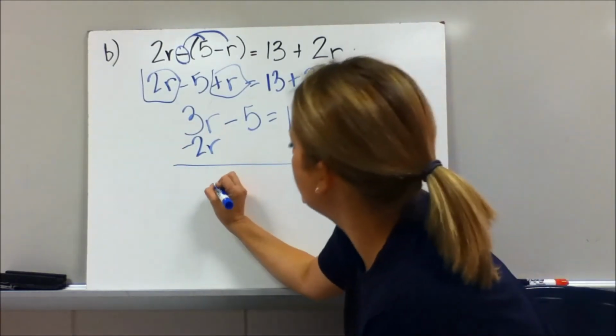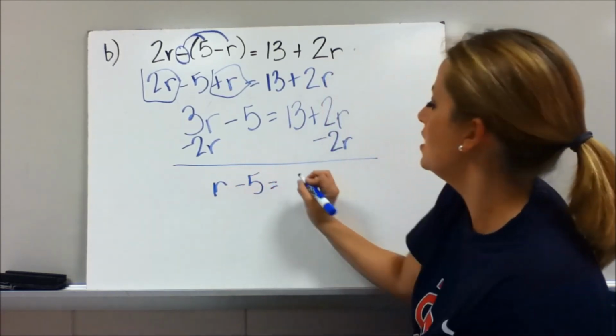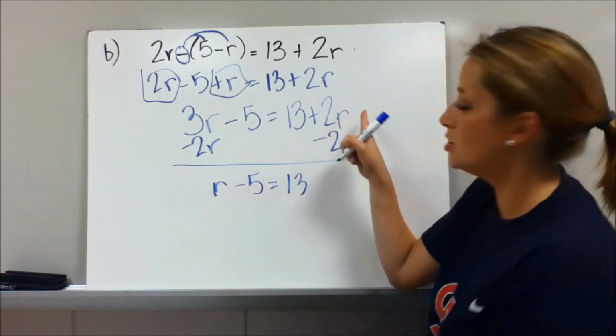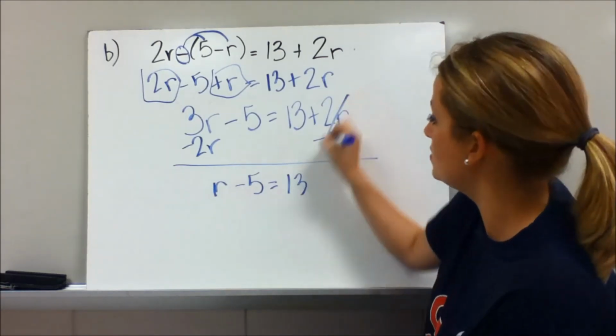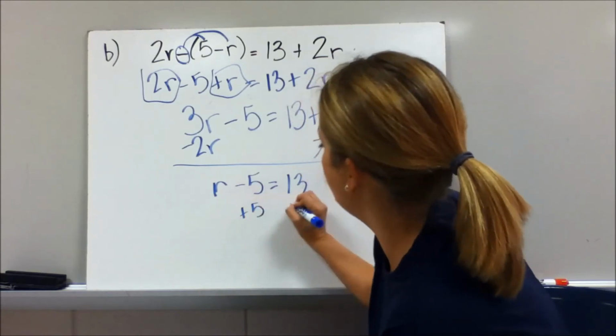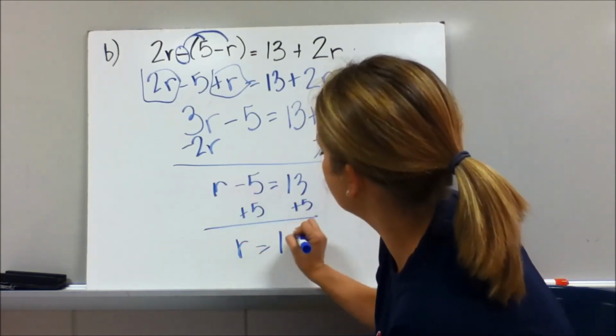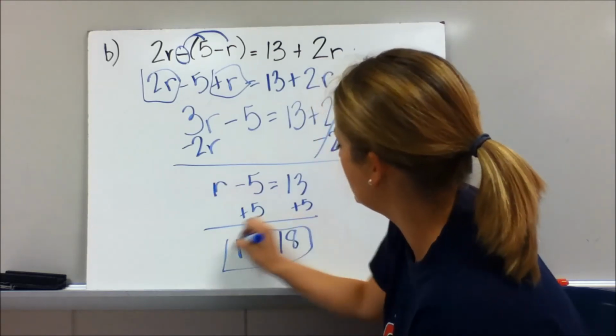3r minus 2r is 1r. Copy down the rest of it. r minus 5 equals 13. And 2r minus 2r is 0, so those cancel. r minus 5 equals 13, so now we add 5 to both sides. And r equals 18.